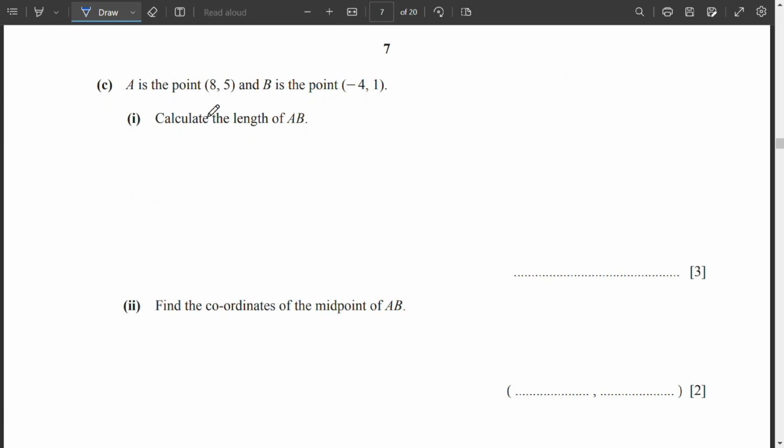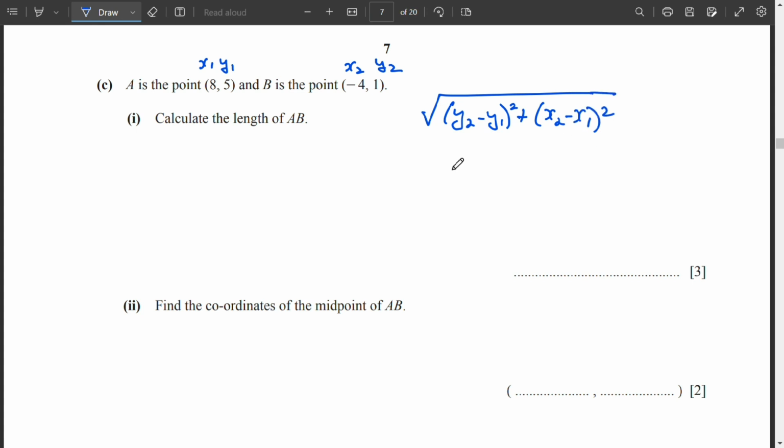A is the point 8 comma 5, B is the point minus 4 comma 1. Calculate the length of AB. Let's see. You can consider this as x1, y1, this as x2, y2. Now the distance formula is, what's the distance formula? Distance formula is under root of y2 minus y1 whole square plus x2 minus x1 whole square. That's the distance formula. So the length of AB, we will be applying this formula, that is root.